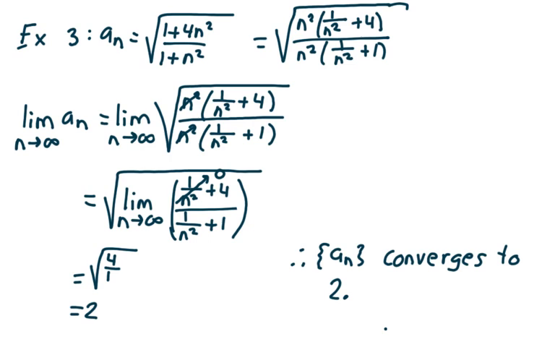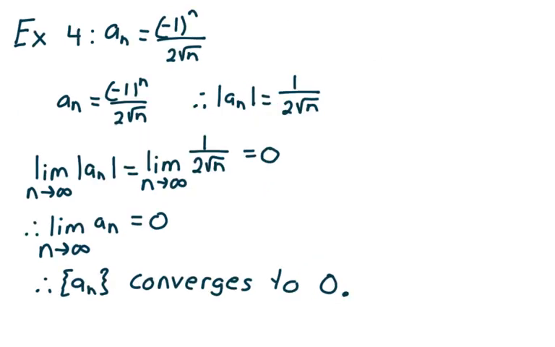But if you notice, as n goes to infinity, 1 over n squared goes to 0. So what we end up getting is the square root of 4 over 1, but the square root of 4 over 1 is equal to 2. And so the sequence a sub n converges to 2. And that's essentially example 3. Let's take a look at example 4.